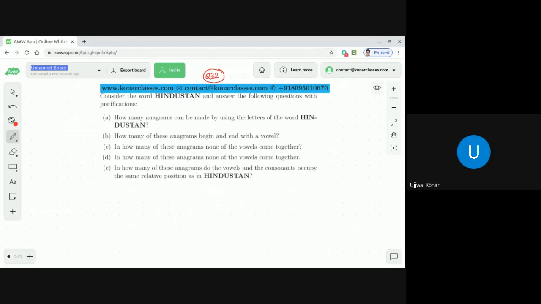So I want to hear justifications from each one of you. How many arrangements can be made by using the letters of the word Hindustan? Someone asks what an anagram is. Anagram is just another way of saying this. Total number of anagrams means the arrangements of all the letters taken at a time, that is, how many patterns you can make.